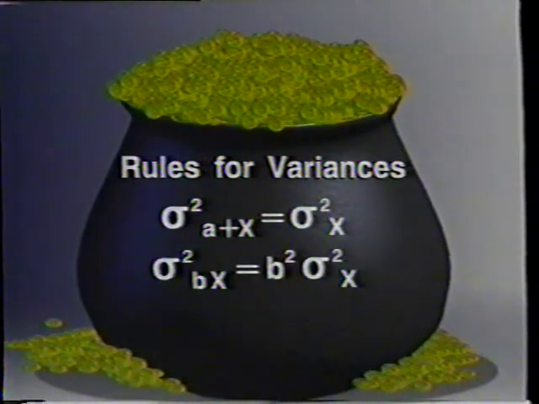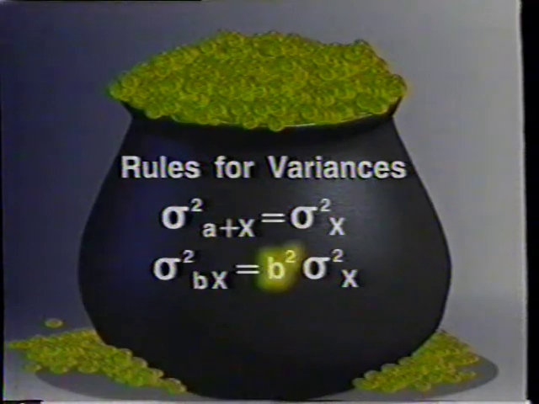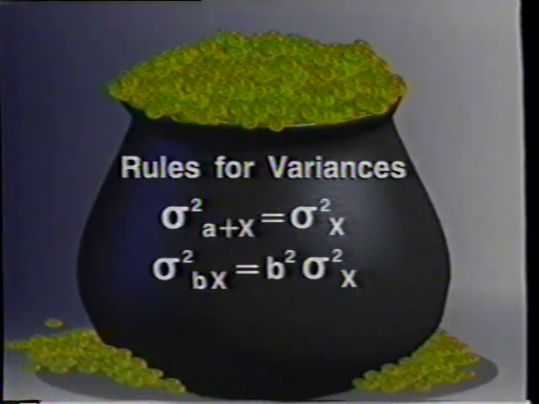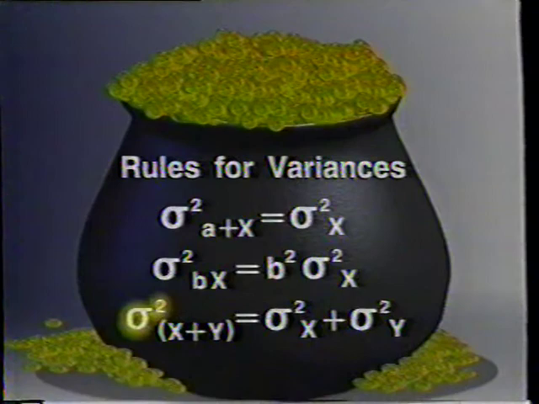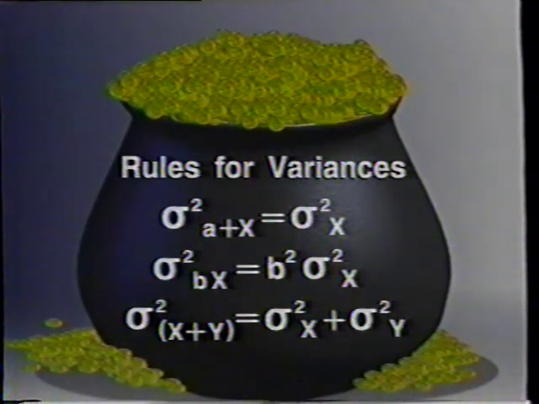The second rule is that multiplying all values does change the spread. If we multiply x by b, the variance of this new variable is b squared times the variance of x. That's because the variance is the average squared deviation of the x values from their mean. Finally, the variance of the sum of the independent random variables x and y equals the variance of x plus the variance of y. If the variables are dependent, the situation becomes more complex, and the simple addition rule doesn't apply. The rules for means and variances apply to any probability distribution.